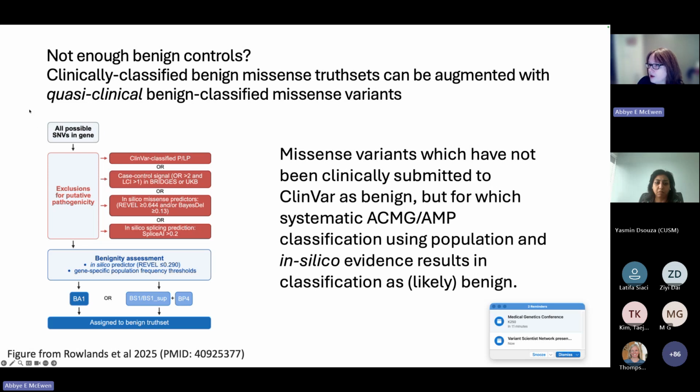Here you would look at all possible SNVs in your gene of interest, and then you would go through systematically and exclude anything that looked like it could be pathogenic, whether that be a ClinVar classification, a case-control signal, in silico predictors, or SpliceAI. And once you have that data set, you can further look at it and call anything that meets BA1 criteria likely benign, and anything that meets BS1 criteria plus a benign predictor score to be in this quasi-benign truth set.